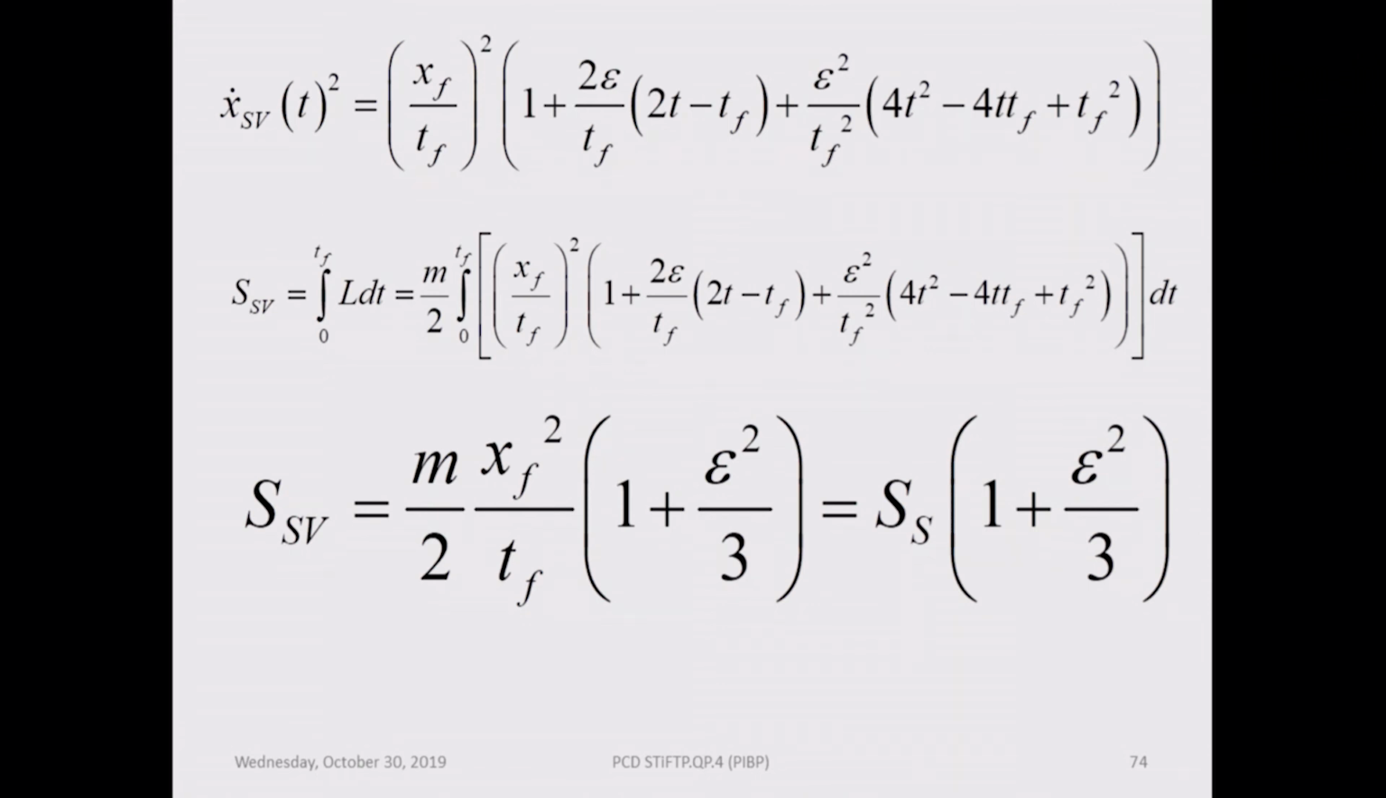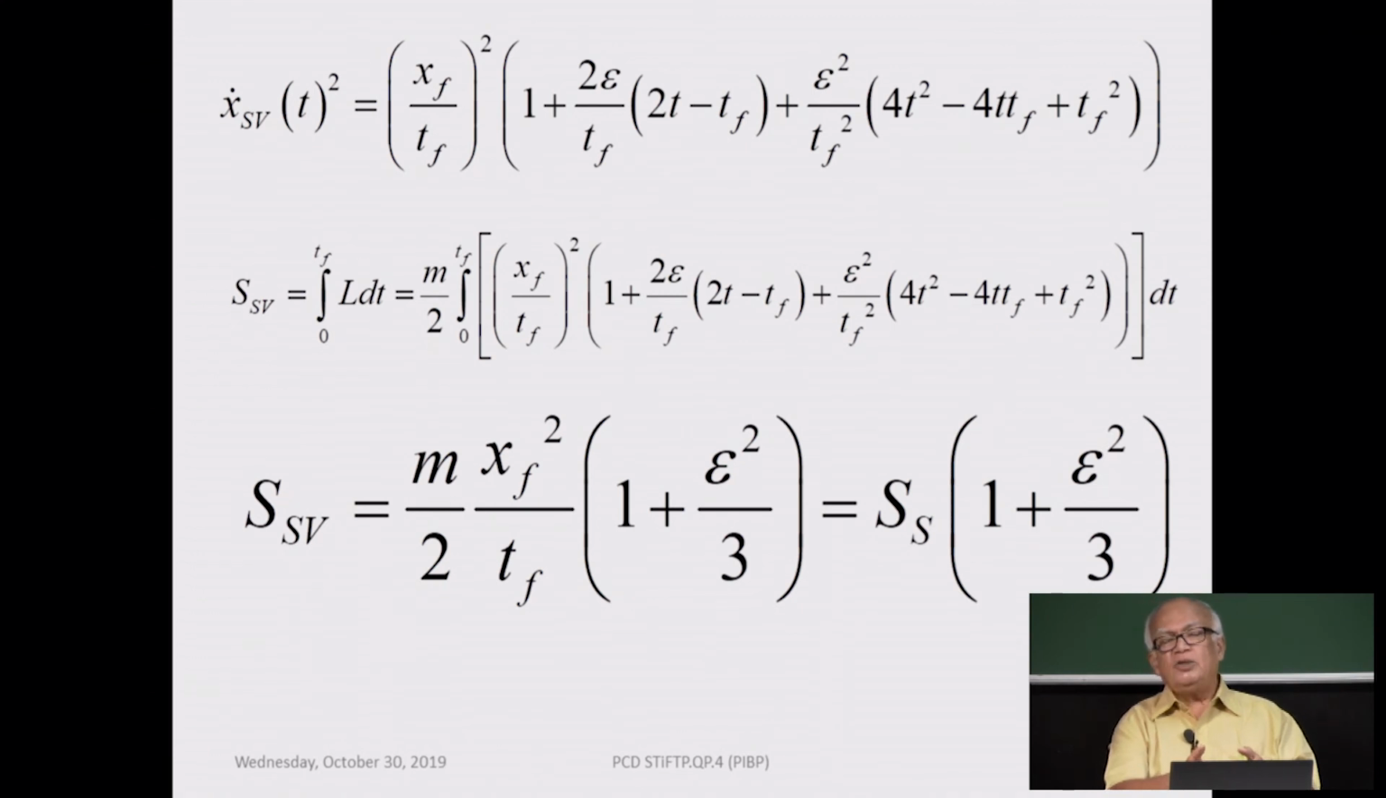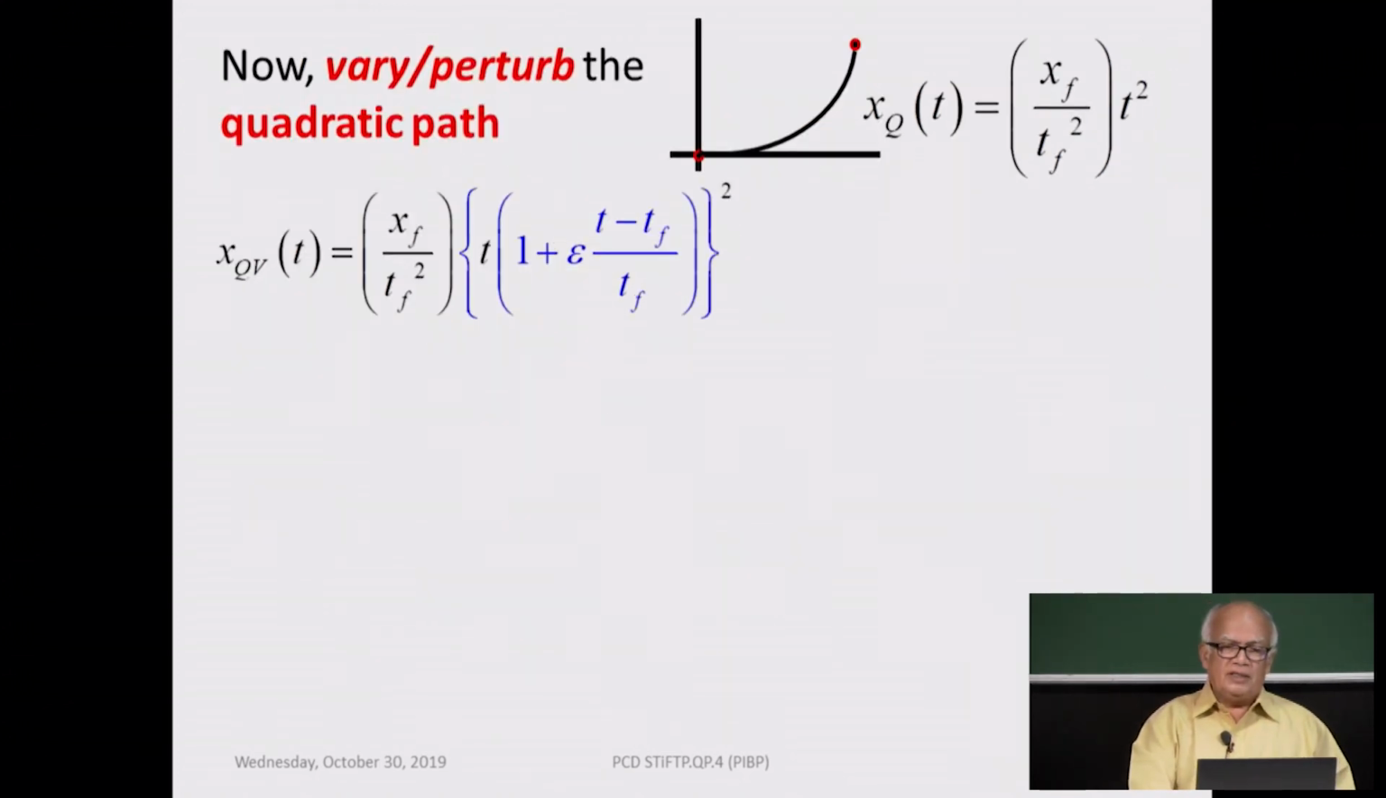Okay? So for the straight path, if you vary it slightly, if you ignore epsilon square and higher terms, then you get the same action as the original action for the exact straight path, which means that neighboring paths contribute equally as the straight path, and they will all superpose constructively because they are contributing the same thing. Okay? Now let us do this for the quadratic path.